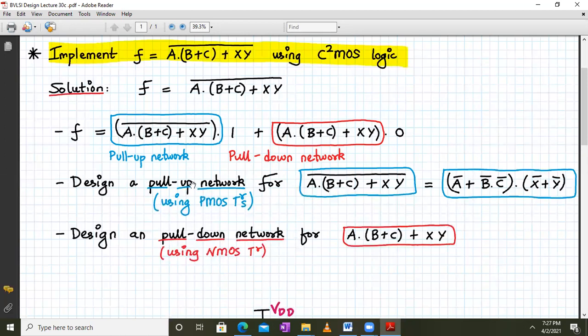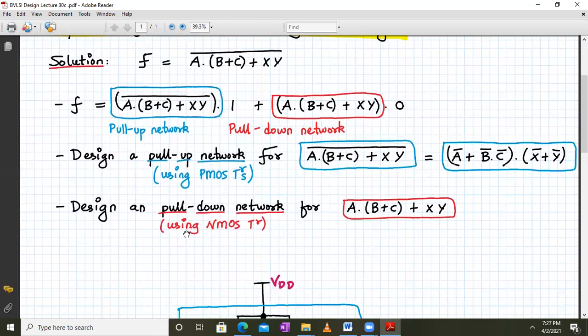Okay, so we design a pull up network for (a dot b plus c plus xy) the whole bar, which you can expand using De Morgan's law. You will get a bar plus b bar dot c bar dot x bar plus y bar. Next, we'll implement a pull down network for a dot b plus c plus x plus y. All this pull down network will consist of NMOS transistors, and the pull-up network will consist of only PMOS transistors. So let us start.